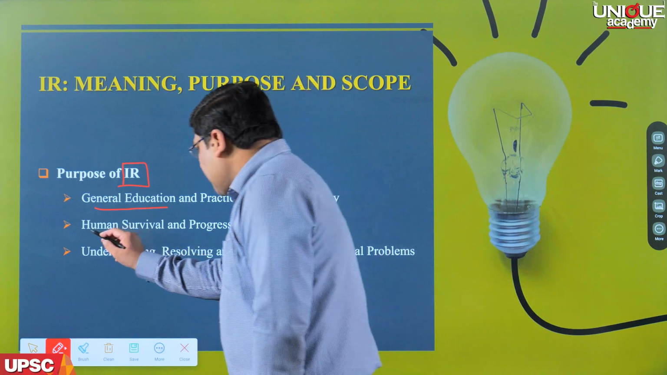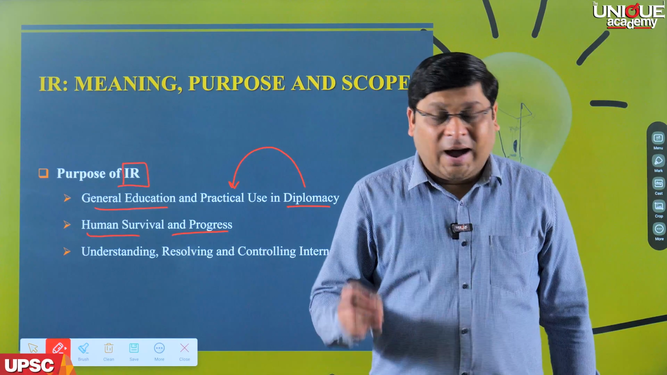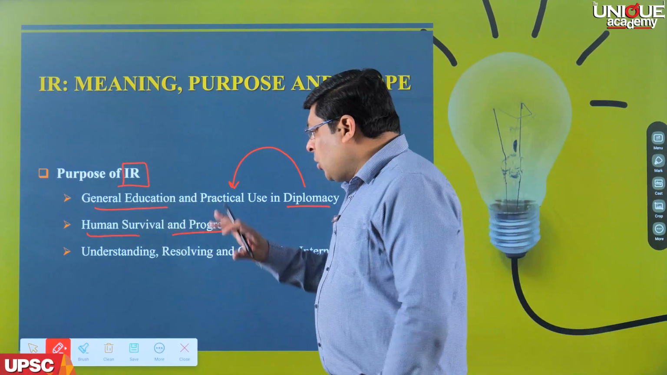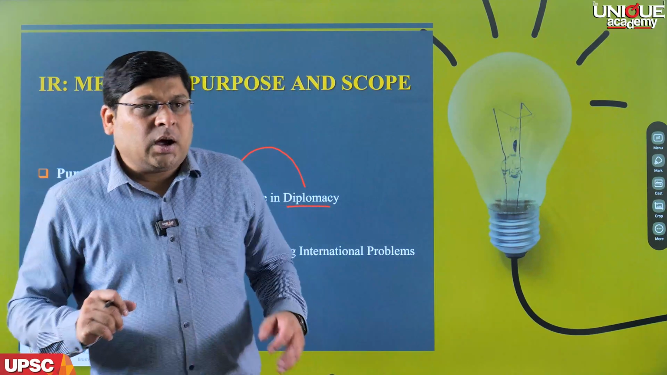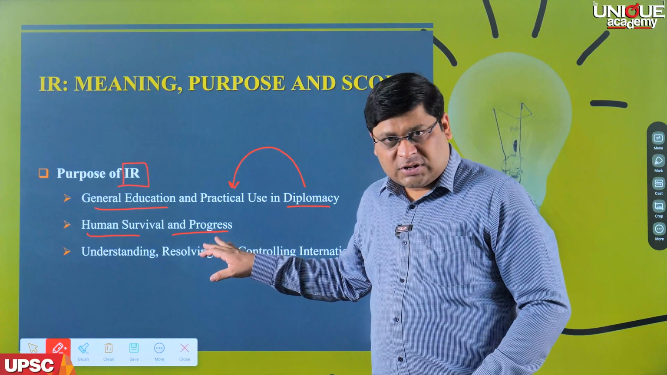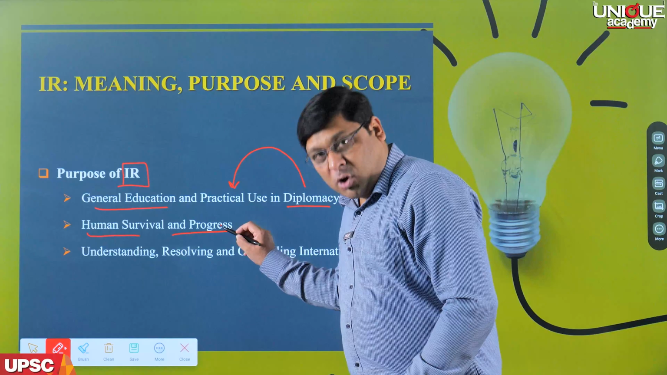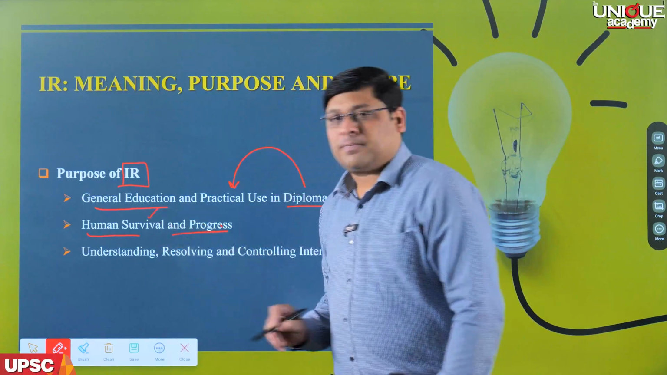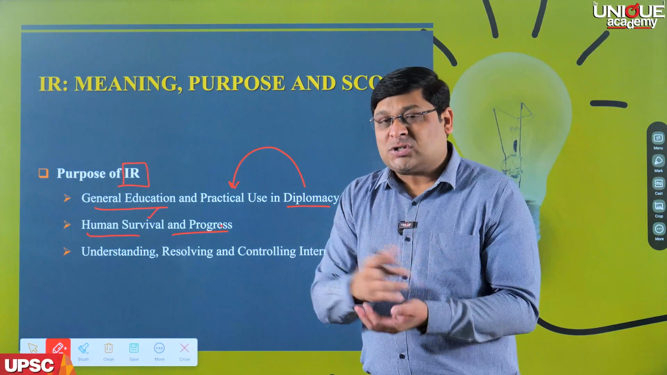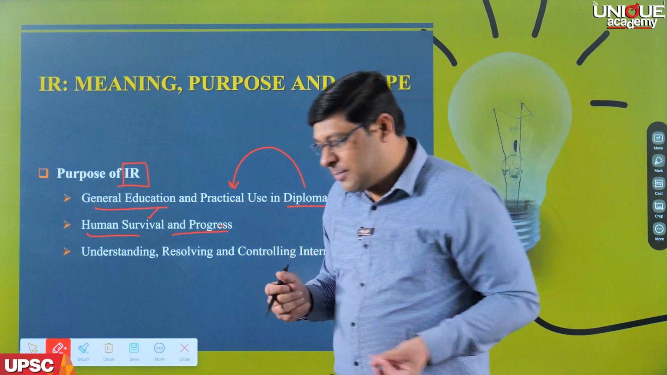Second, human survival and progress. Again, this is a big topic. I would talk more about this in the next lecture, but just to make things clear here, when we say human survival and progress, there are two terms used here. First is survival, other is progress. And we need to use them in that sequence only because progress is possible only when you survive. The first requirement is survival. Then the natural question is as to why survival has become so important. There's a simple reason for that.